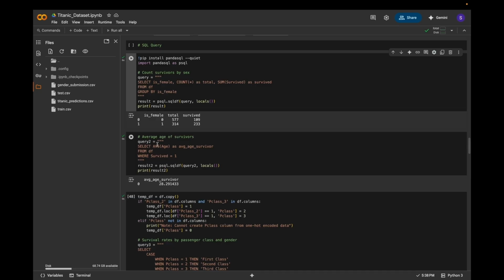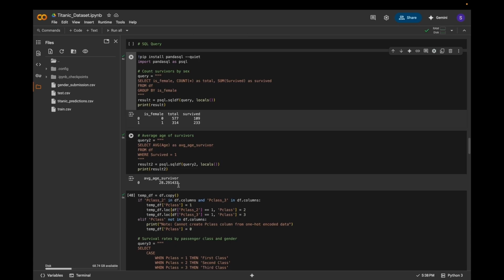And then afterwards, I made a query for the average age of the survivors. Basically, the query gives us the average age for the survivors as 28, which is pretty young.